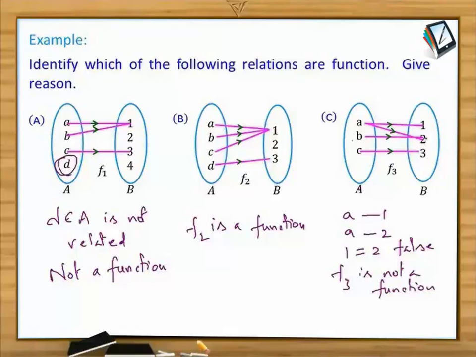These three examples identify one case where the relation is not a function because of the failure of the first condition. The third example explains why F3 is not a function, which is a violation of the second condition for a function. And F2 is a function which satisfies all the required conditions for a relation to be a function. Right?